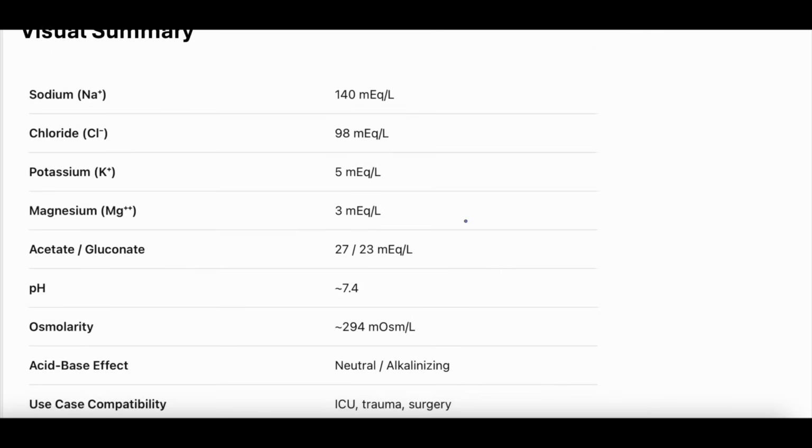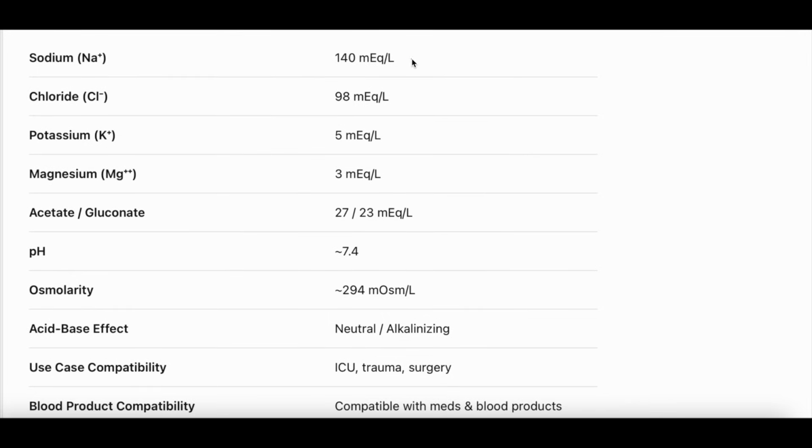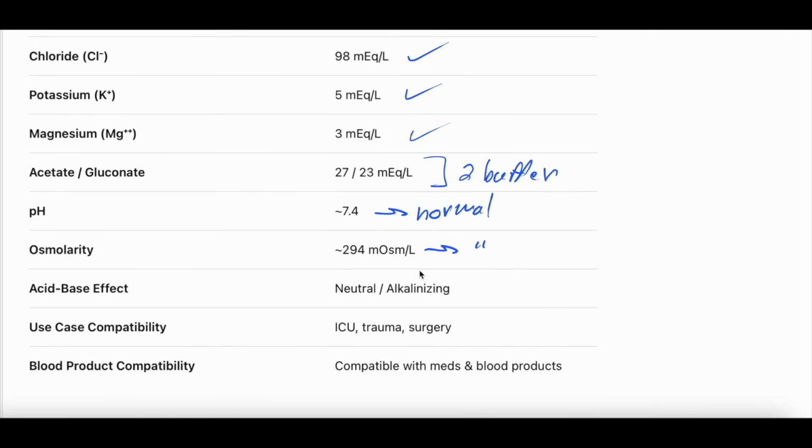All right, here's a visual summary of PlasmaLyte. 140 milliequivalents of sodium, 98 of chloride, 5 of potassium, 3 of magnesium. You get 2 buffering solutions for the price of 1. The pH is very similar to normal serum pH. Osmolarity is very similar to normal serum. Acid-base effect, it does alkalinize a little bit because you have those 2 buffers. It is used in a whole bunch of different places, and it is compatible with meds and blood products, whereas LR, given its calcium content, is not.